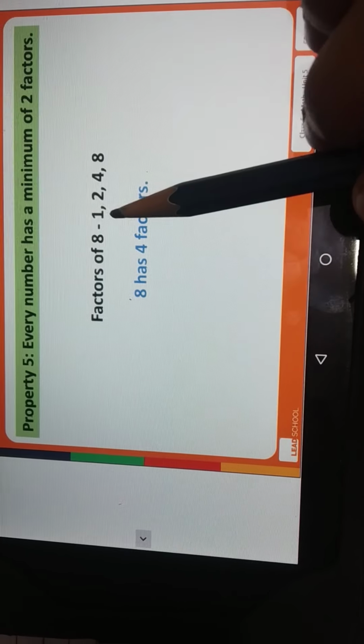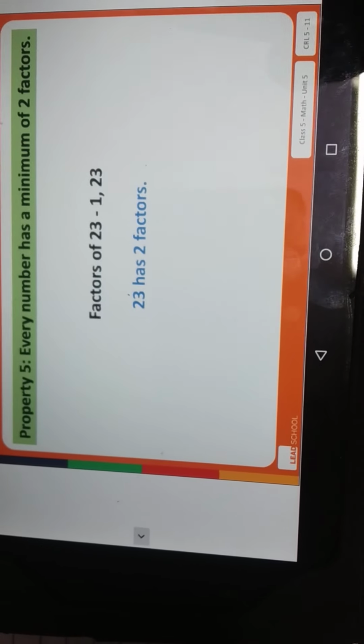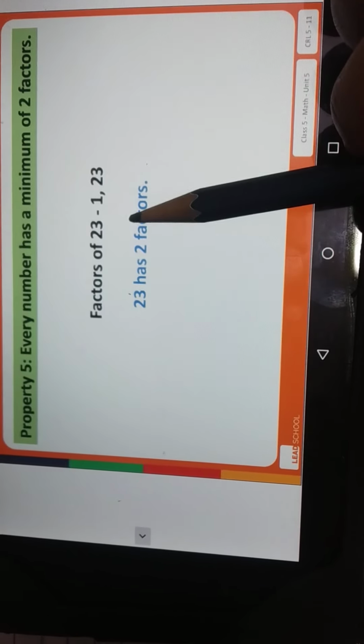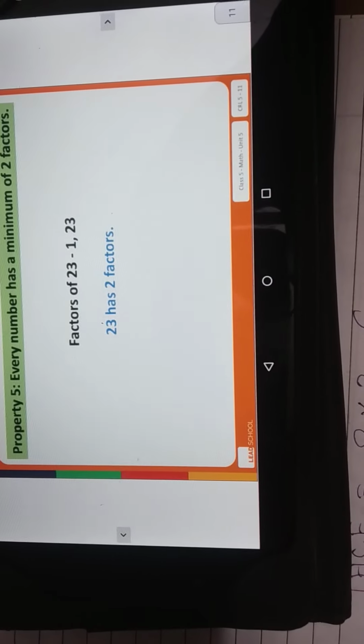Now factors of 8: 1, 2, 4 and 8. 8 has 4 factors. Then 23: 1 and 23. 23 has 2 factors. Okay. Now we'll start the next worksheet.